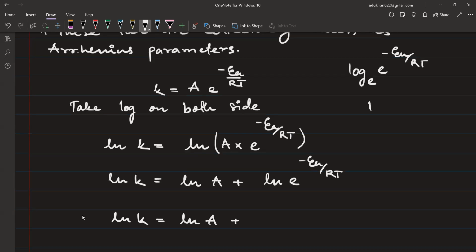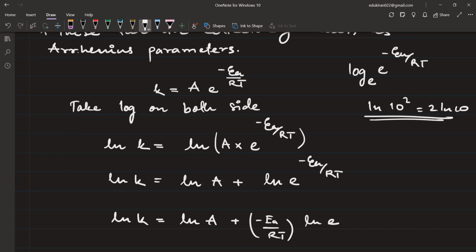I hope you guys know that if we have ln 10 to the power 2, then this is equal to 2 times ln 10, right or not? The power rule. So I will write here minus Ea upon RT, and we have ln and also e.